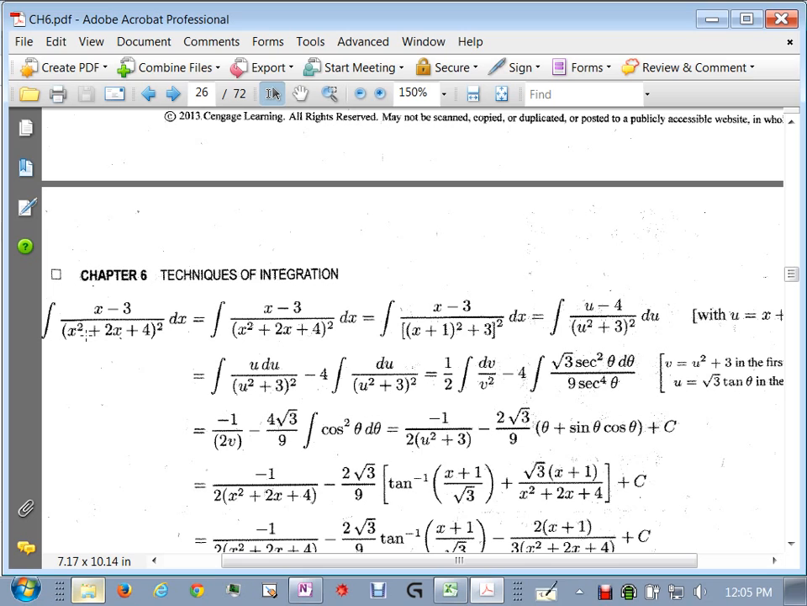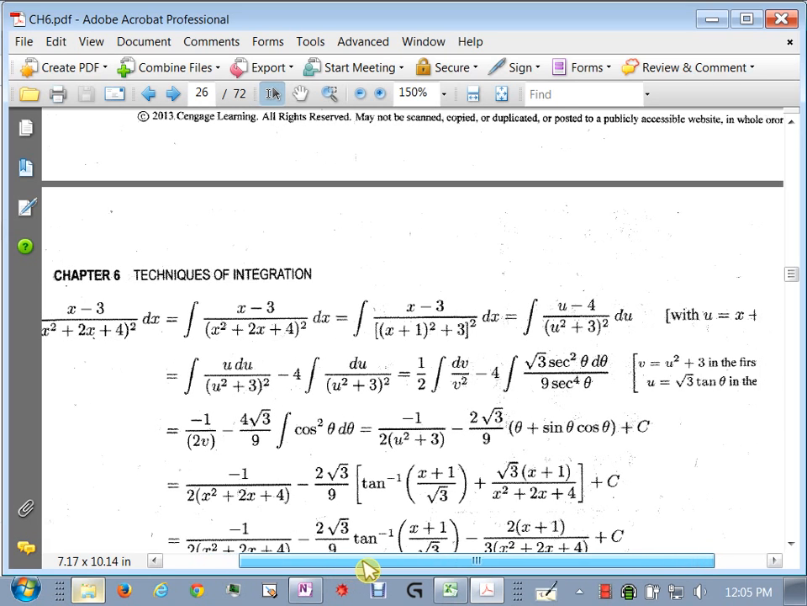What's this? Repeated irreducible quadratic. So what do we do? Yeah, well, looks like they did something a little different here.